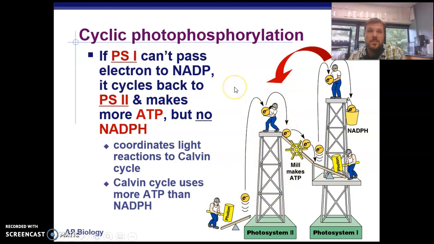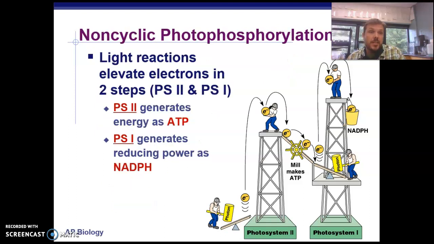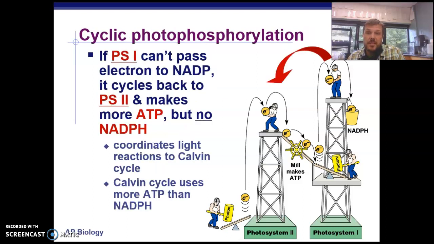So there's 2 types of phosphorylation going on here for ATP. There's cyclic phosphorylation, and there's non-cyclic. So this would be an example of cyclic, where we don't have NADP plus at the end of the chain. So really, in that case, we're only going to make ATP. We're not really going to go through photosystem 1, and it's just going to keep rolling, making ATP. The goal is to have NADP plus there and be able to make both products to drive the Calvin cycle.